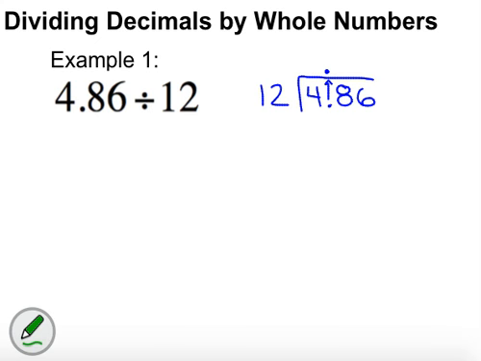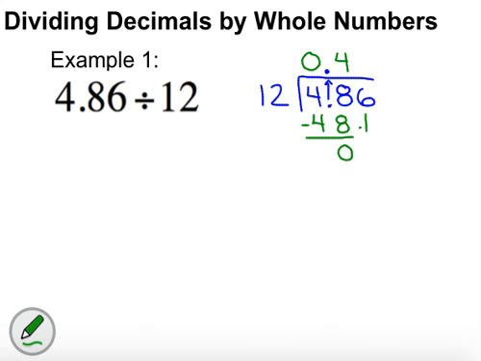12 will not go into 4. You can put a 0, you can put an X, you can just leave a space, but make sure you pay attention to it. Then I have my decimal point, and now I'm going to work on 12 into 48. Well, that goes 4 times. 4 times 12 is 48.